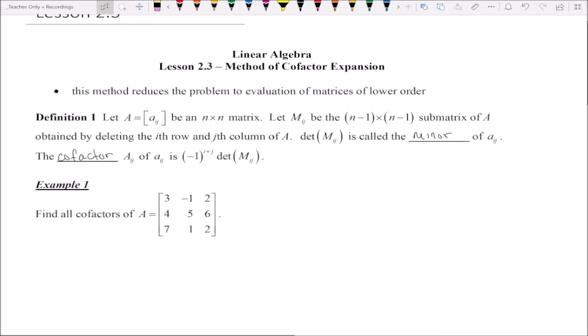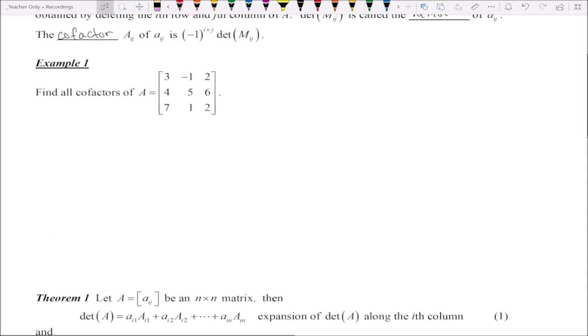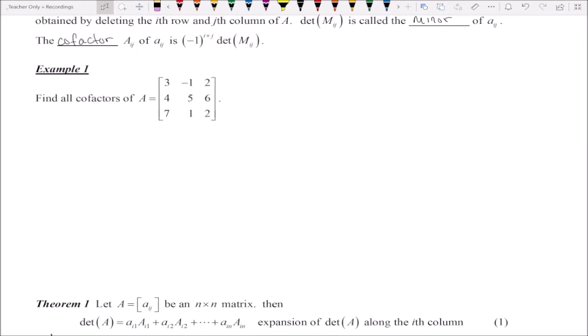So what we'll do now is go ahead and find all the cofactors of this matrix here. All right, so there's going to be a total of 9 of them, right? So let's start with A11. Right, so i is 1, j is 1, so we have (-1) to the 1 plus 1 times the determinant of 5, 6, 1, 2. Right, so what we did was we took out the first row, the first column.